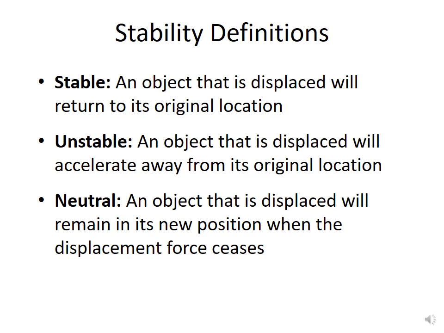And in a stable atmosphere, an object that is displaced will return to its original location. In an unstable atmosphere, an object that is displaced will accelerate away from its original location, no matter how small the perturbation. And in a neutral atmosphere, an object that's displaced will remain in its new position when the displacement force ceases. And I'll give you an example of those now.